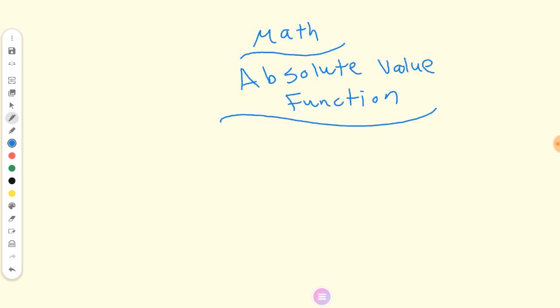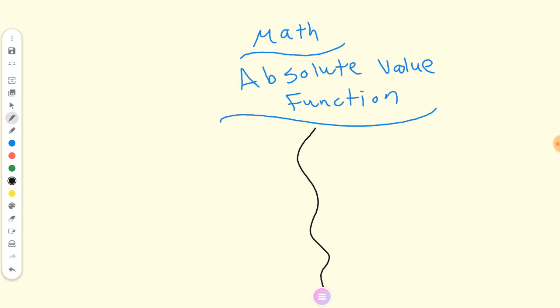Okay. Before, we talked about how we solve absolute value equations, and also how we solve absolute value inequalities. The third lesson is talking about the absolute value function. Absolute value what? Absolute value function. Before we start, we have a warm up to refresh our minds.